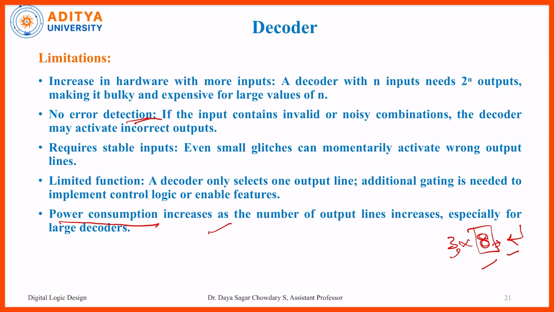And no error detection, so these devices are not involved in any error detection concept. And most of the time it requires stability of the inputs, but here there is no stability for the decoder inputs. And limited functions, this is only for the decoding concept, no other techniques, that is why limited functions. And finally power consumption, as I already told you, for a 3 to 8 decoder, the total 8 outputs are in on condition. That means it simply consumes more power.